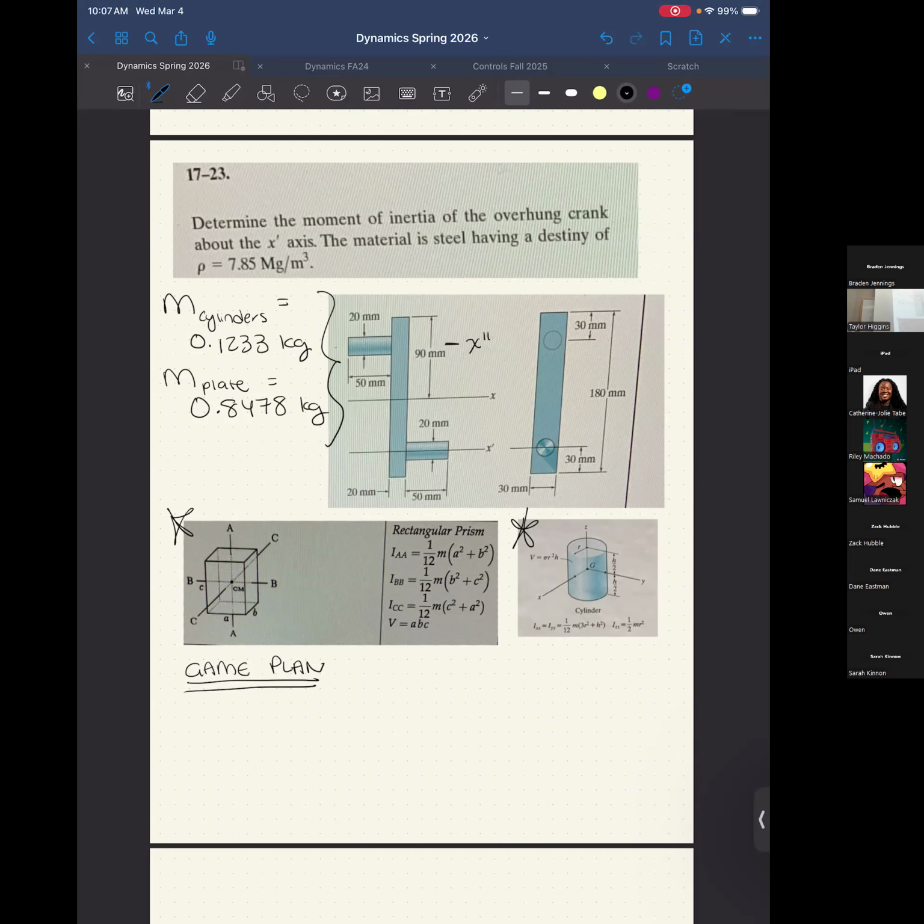That's the mass for each cylinder? Yes, each one individually.